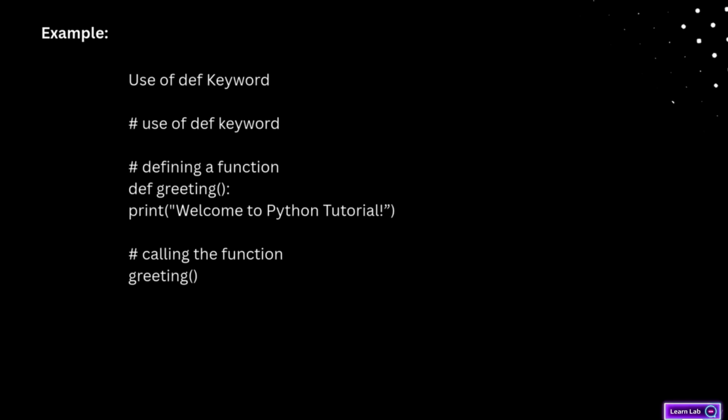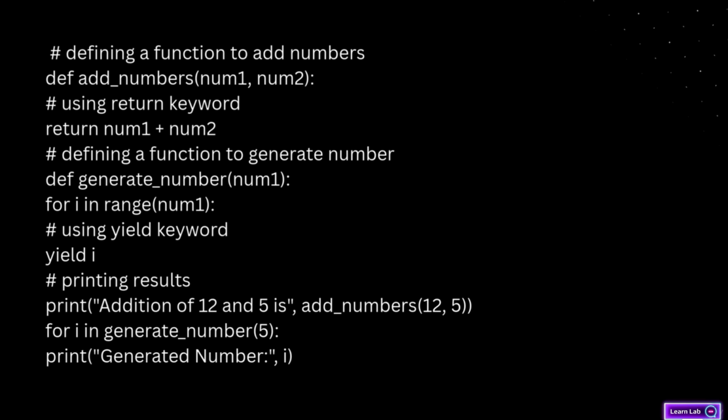Let us see some examples showing how to use these keywords. Here we have defined a function using the def keyword to print a simple statement, and the output is, "Welcome to Python tutorial." Now let us see the example for the use of the return and yield keywords. Here we have created a function called addNumbers, where the return keyword is used to send back the sum of the numbers provided as input. Additionally, we defined another function named generateNumber, where the yield keyword is used to produce a generator object that generates a sequence of numbers, and the output is this.